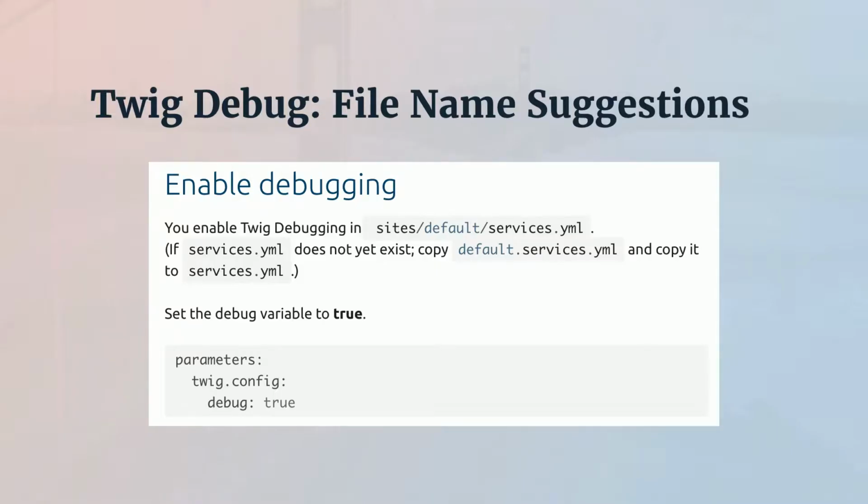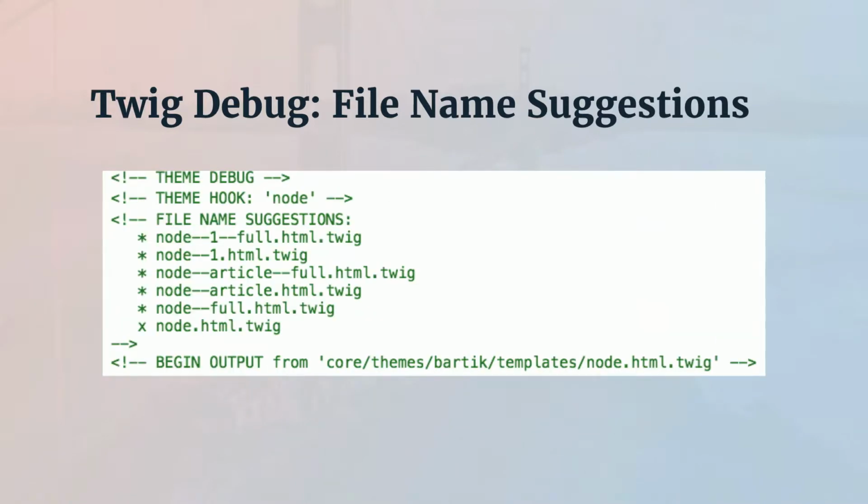One of the new tools is file name suggestions. It takes just a little bit of configuration, namely setting your twig.config debug setting to true. And once you've done that, you maybe have to clear the cache, refresh your page. And when you inspect the element, you have access to this.